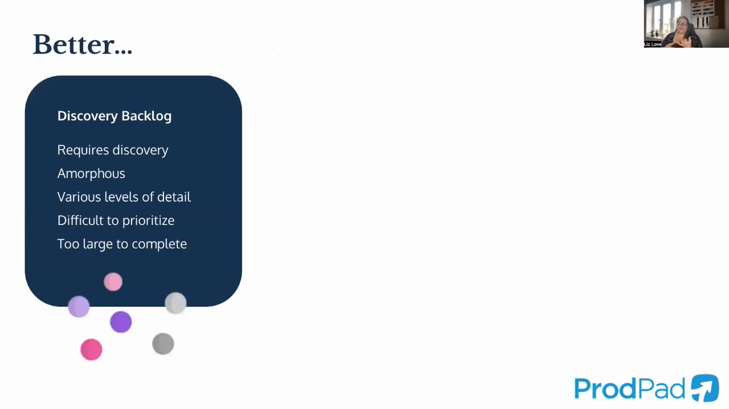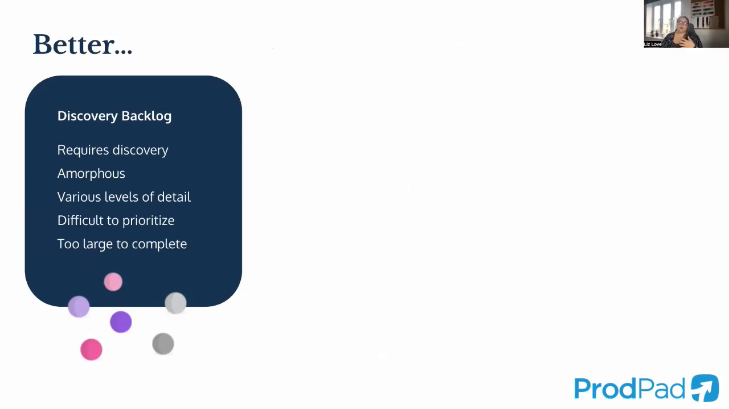So first of all, look at our discovery backlog. Now, our discovery backlog is all the stuff that is just really amorphous, various levels of detail, really hard to prioritize, really just too big to actually get through. But it's the kind of stuff where you want to look through and identify the things that are going to be linked to your roadmap.